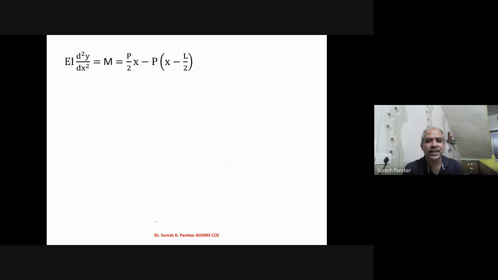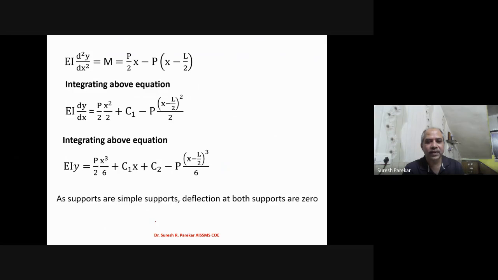Now we have to integrate it. By integrating, first we have the equation of slope. By integrating again, we have the equation of deflection. Now we have simple supports. In simple support, the boundary conditions are that deflection at the left support is 0 and deflection at the right support is 0. At both supports, our deflection is 0.